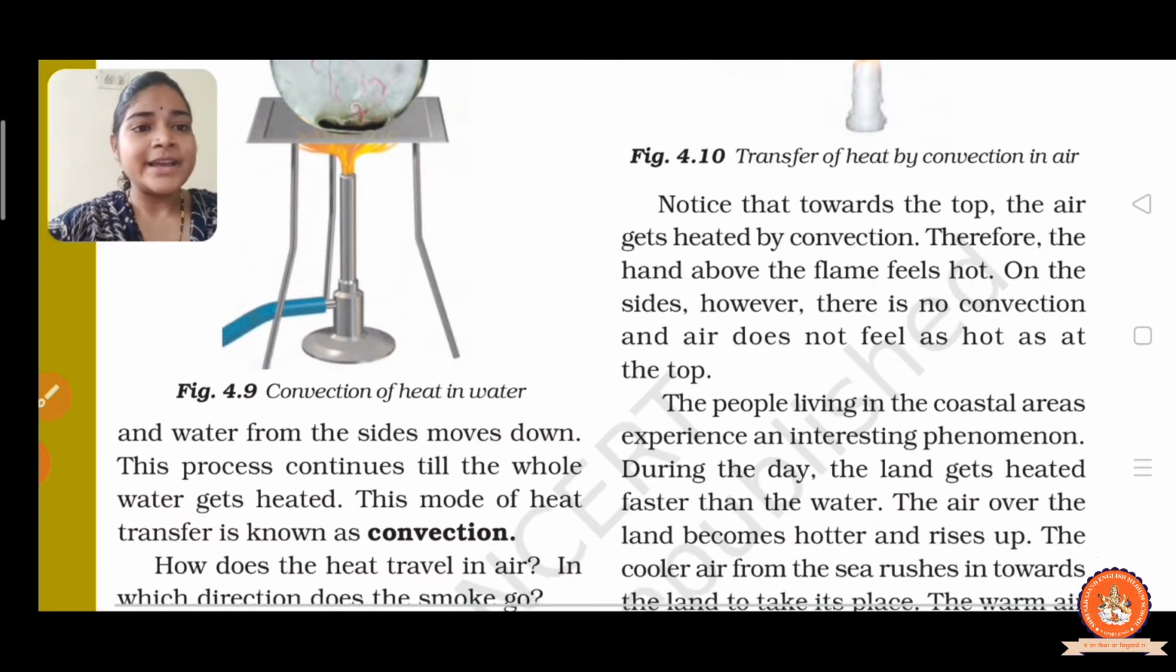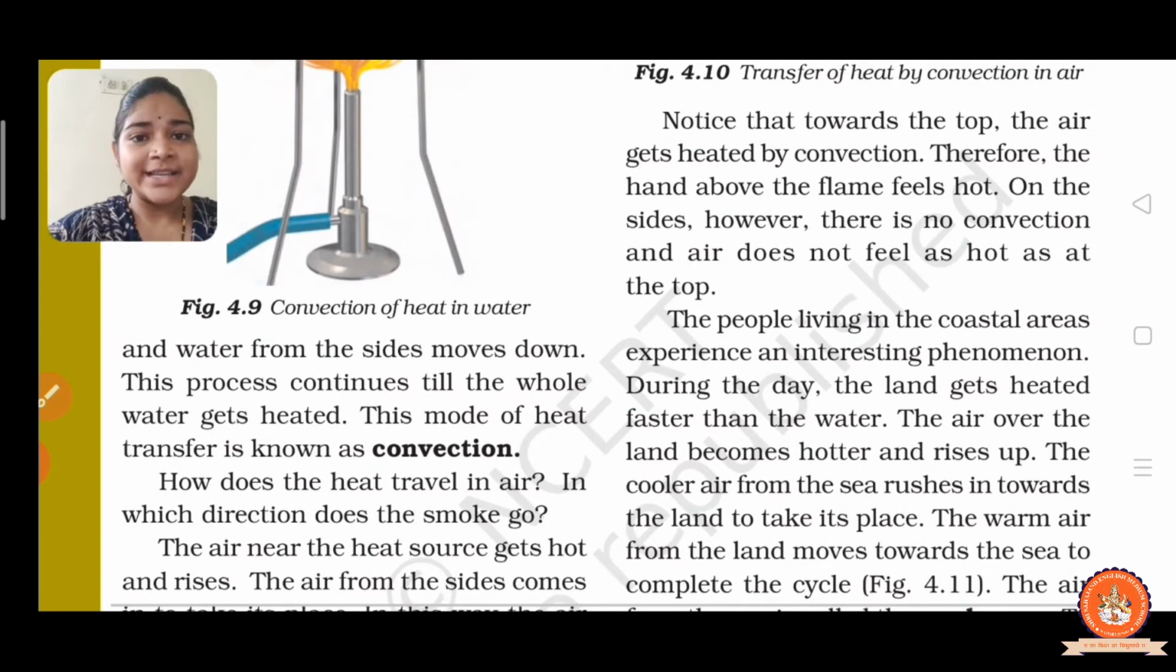right? So we conclude that the air above the flame gets heated by the convection method, while convection does not occur on the sides, right? So these are the activity for the convection method in air.